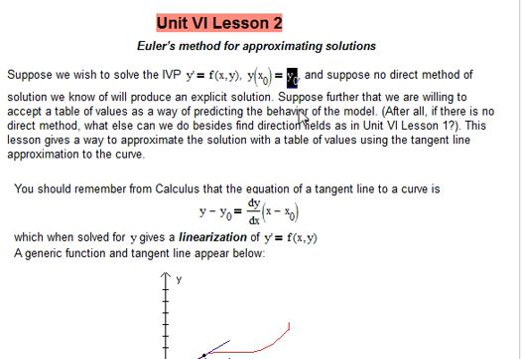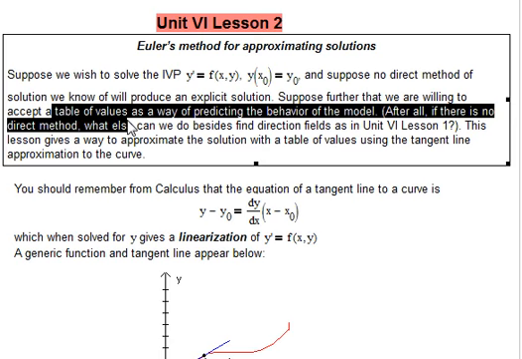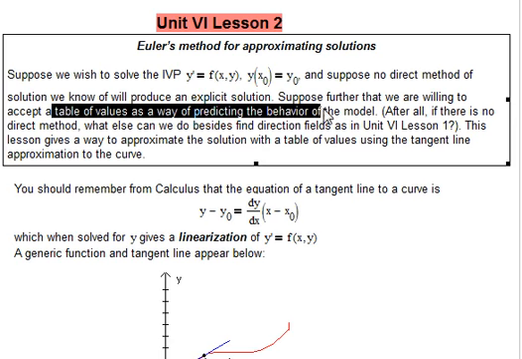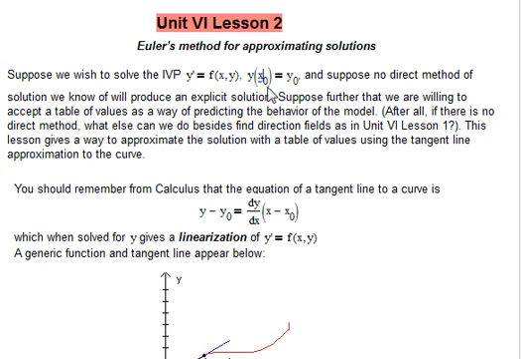So suppose further we're willing to accept a table of values as a way of predicting the behavior of the model. In other words, we know what y is when x is x sub 0, and we'd like to know what y is when x equals 5, or something like that. In which case we might want to know something different.